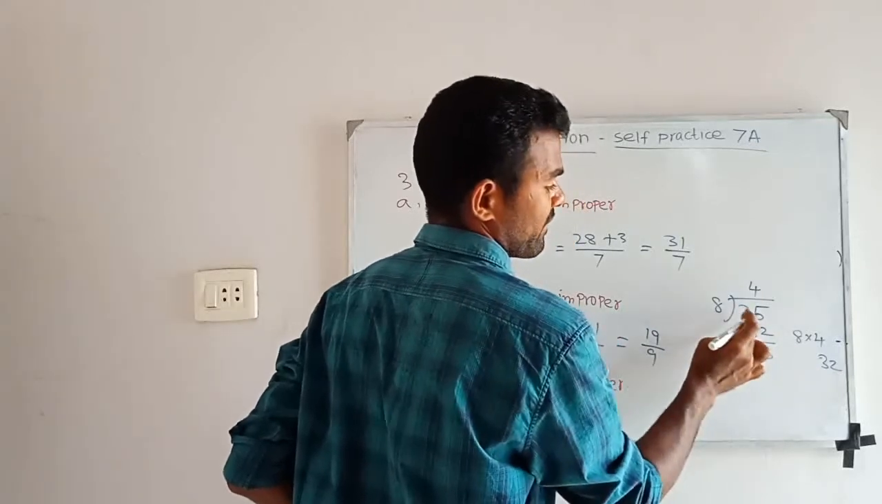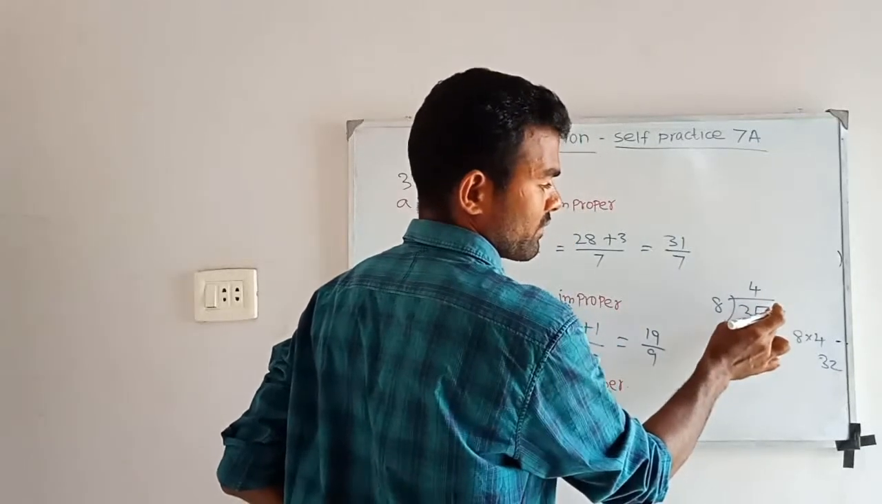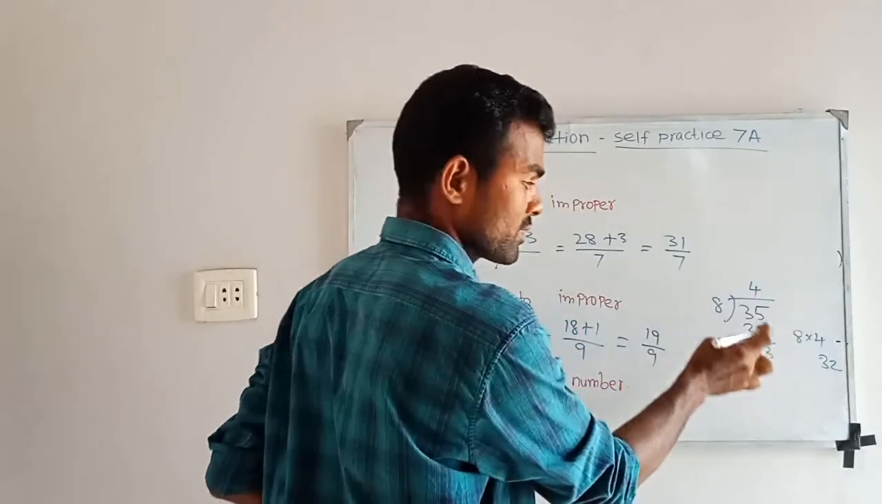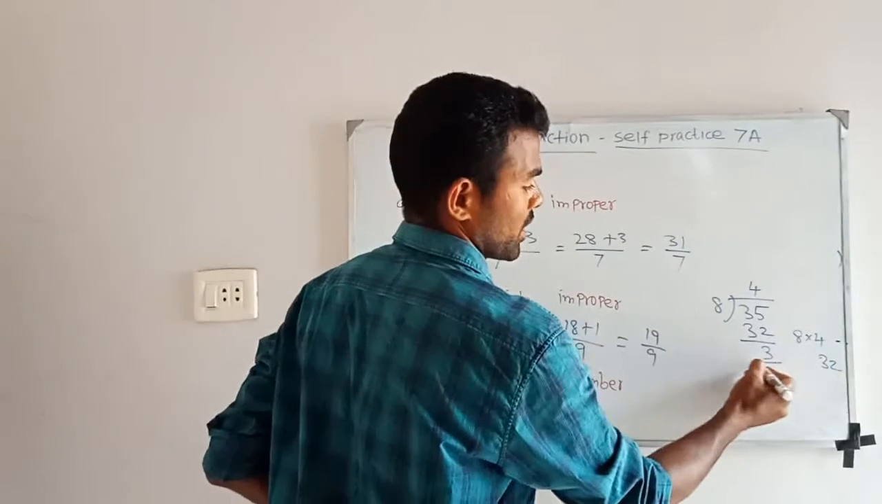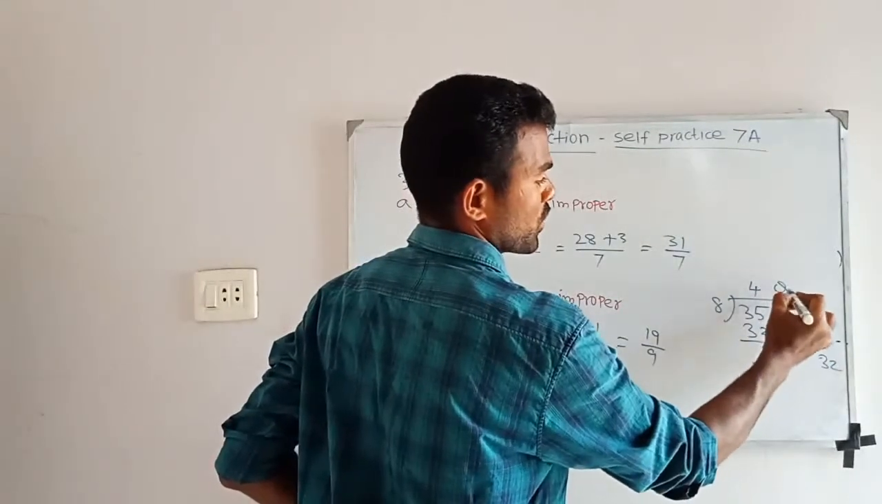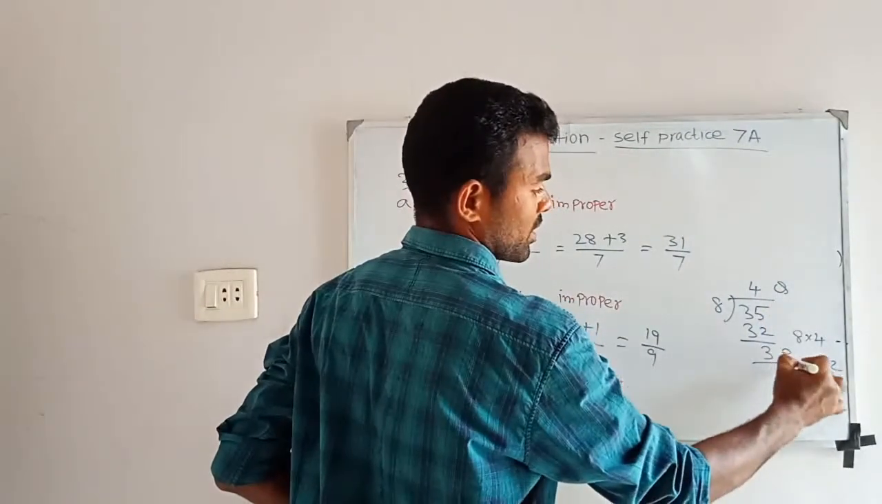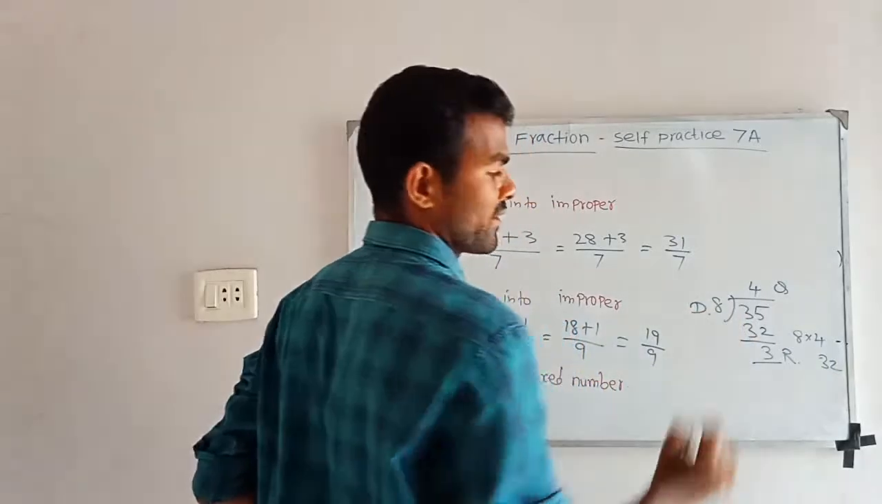3. Subtract 35 minus 32. 5 minus 2 is 3. Yes, 3 minus 3 is 0. So the remainder is 3. Now this is the quotient, this is the remainder and this is the divisor.